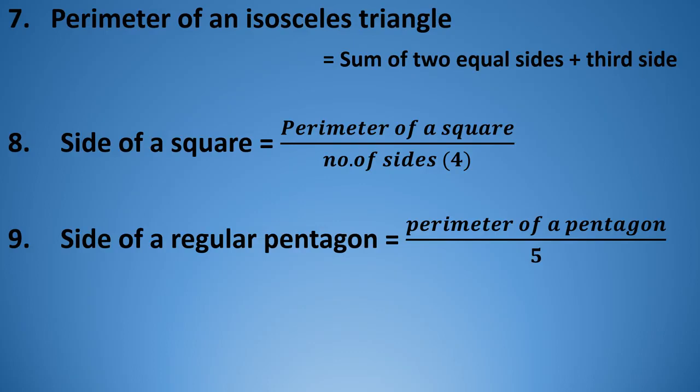Next is side of a regular pentagon. Pentagon has 5 sides. So its formula is perimeter of a pentagon divided by 5. We have to divide by number of sides and in regular pentagon number of sides are 5. So side of a pentagon, perimeter of a pentagon divided by 5.